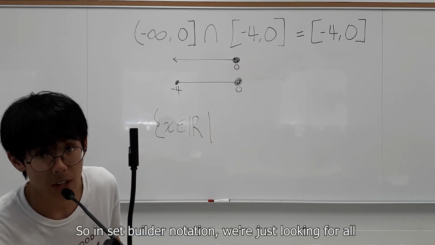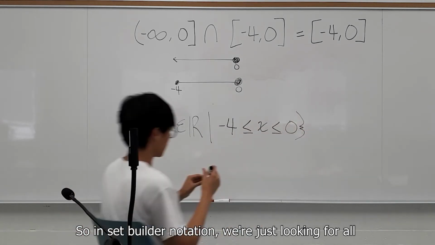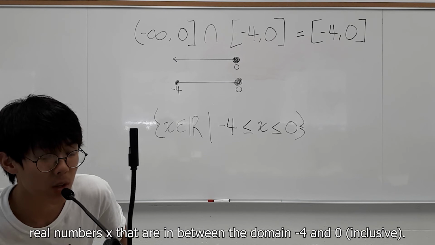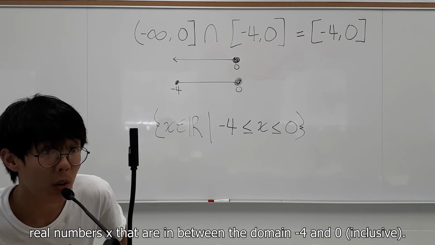So in set builder notation, we're just looking for all real numbers x that are in between negative 4 and 0.